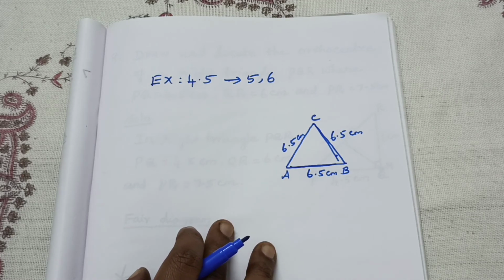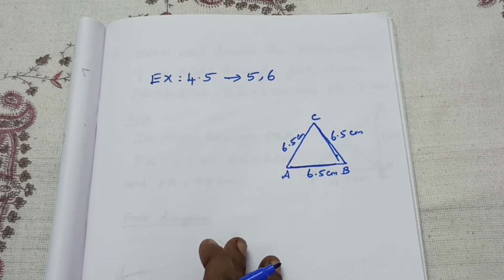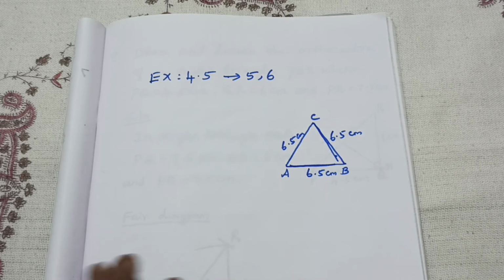Okay, so this one exercise. How many questions are there? Total 8 exercises are there. Then 2 examples are there. Total 10 questions. You must complete it. Don't waste your time. Okay. Have you understood that? Okay. Thank you students. Have a nice day.